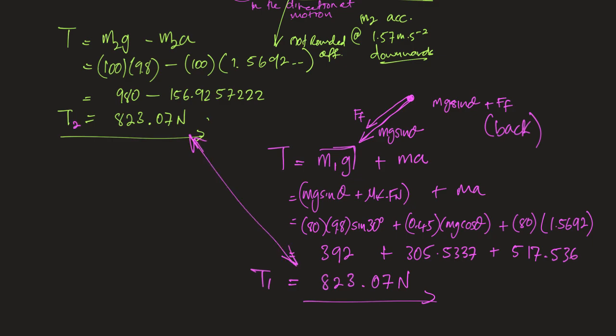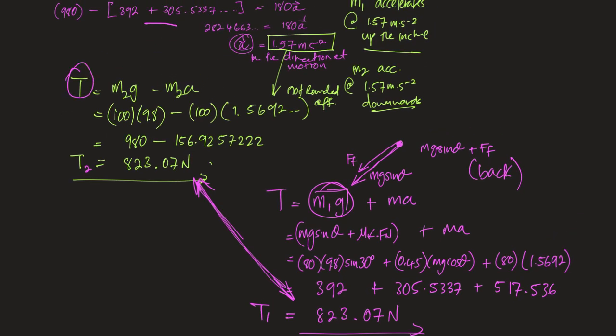These two values should be exactly the same. Now, can you see why I only worked with T2 rather? Because there was less calculating that needed to be done. With this one, there was so much that needed to be done. It's just unreasonable. So work with the force, or work with the tension that has the least amount of values that you actually need to deal with. Right, that's the last thing.